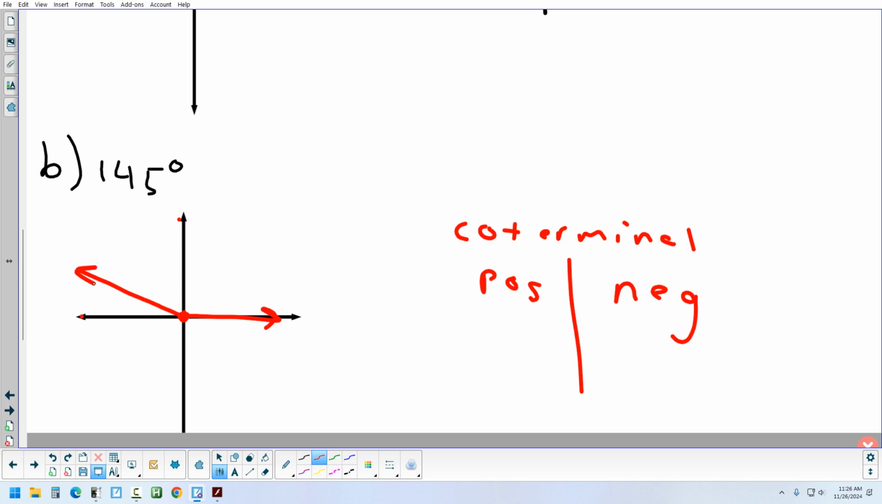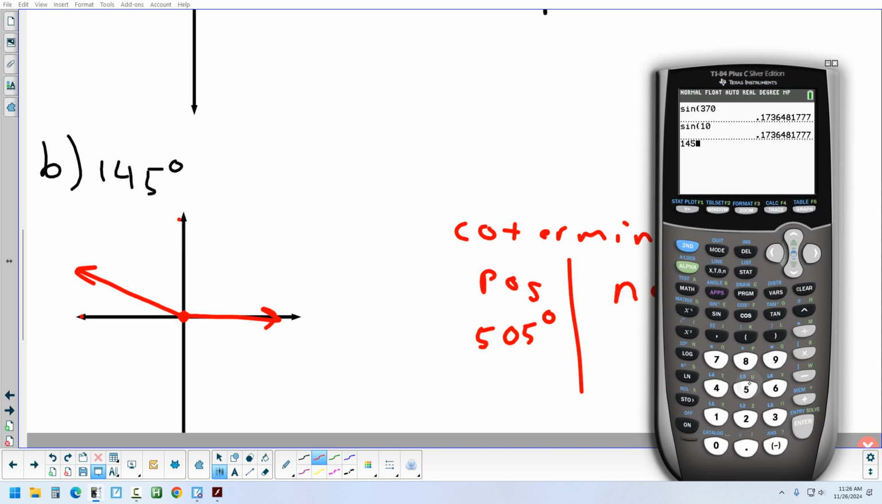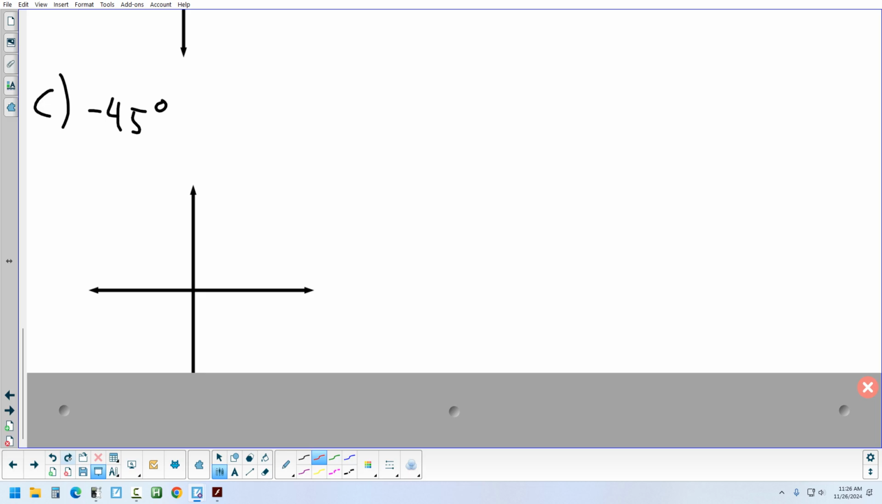Now, what would be an angle that is coterminal and positive? Yeah, 505. And how would I find an angle that is coterminal and negative? Yeah, subtract 360. If it's tough to do, just take 145 minus 360, and you get negative 215. Okay, so there's 145.